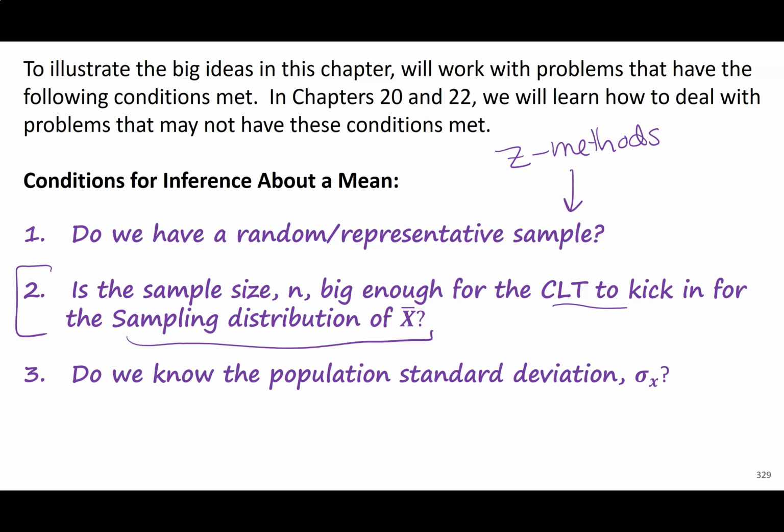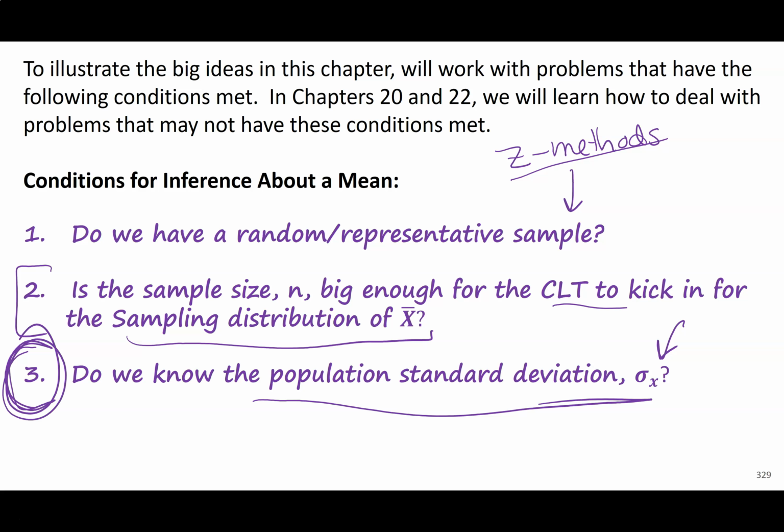So that kind of goes to, maybe look at the sample. If it's really skewed, you might need a bigger sample. If it's roughly symmetric, at least 12. But if it's really, really normally distributed, that population, you absolutely can just have any sample size there. And then the big one for at least this week and next week is knowing the population standard deviation, sigma. This is a little less likely in real life, but for these Z methods, when we calculate a Z score and use a Z table, this condition is really important.